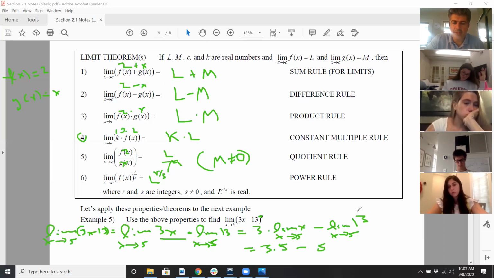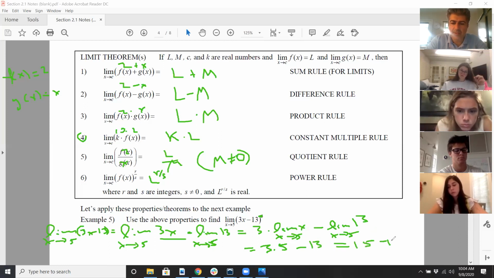Because remember, this is a constant. And here, that's x. So x is approaching 5, so the limit was 5, but you have 3 times 5. And that's minus 13. Yikes, my bad. So that's just 15 minus 13, which is just 2. And then you're cubing it. I mean, we did have the cube, right?